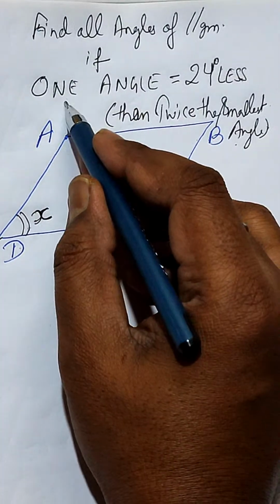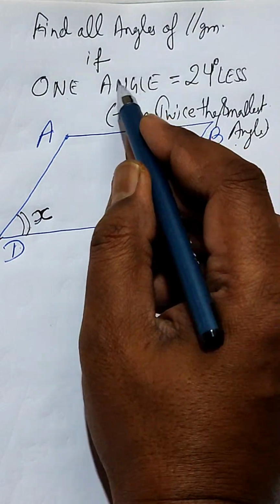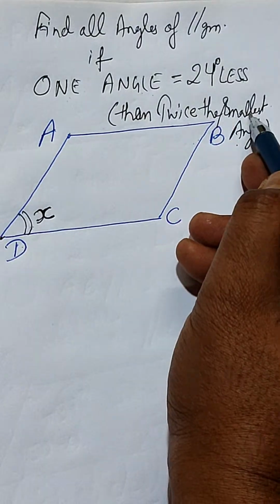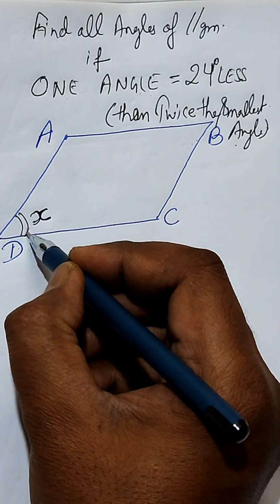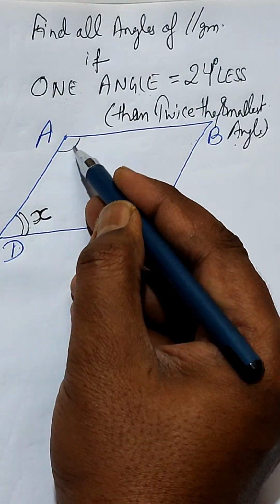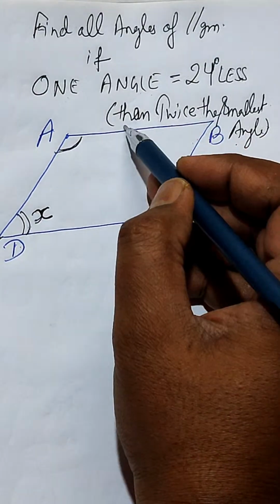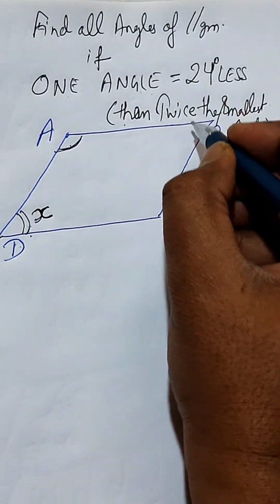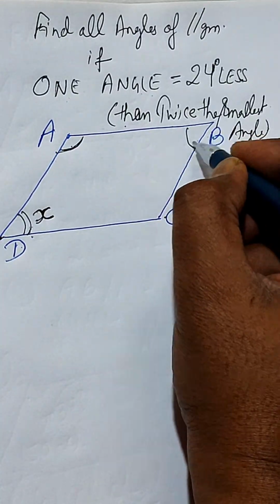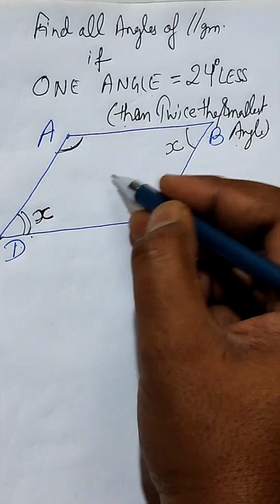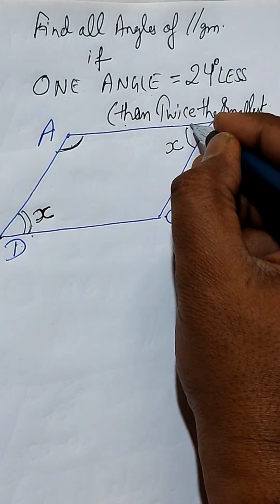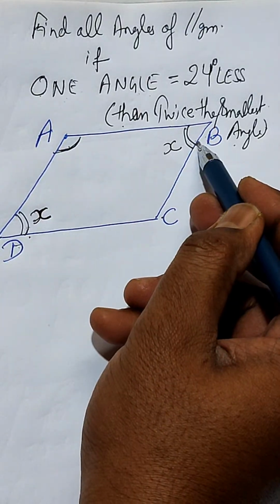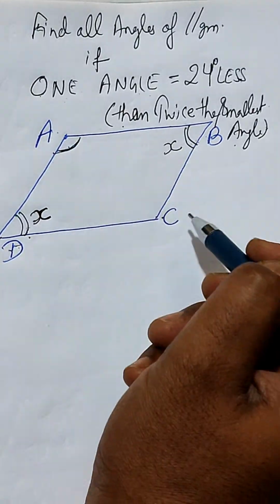And as per the question, it's given that one angle is 24 degrees less than twice the smallest angle. So that means this is not the same angle. It's speaking about angle A and angle C, because if this is X, then definitely angle B will also be equal to X, being opposite angles of a parallelogram, right? So this statement is definitely not for angle B or angle D. This statement is meant for angle A or angle C.